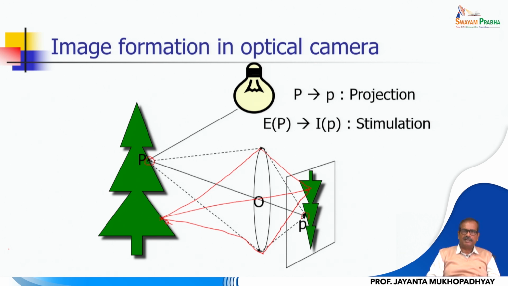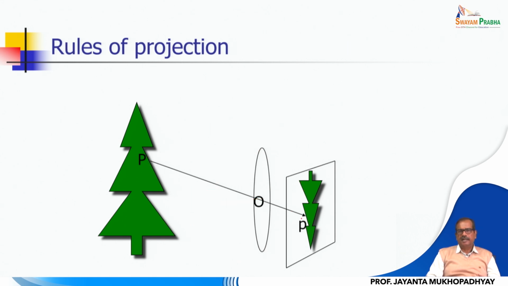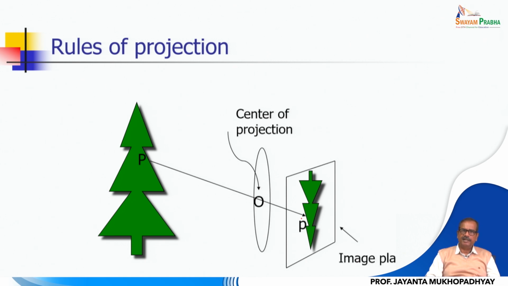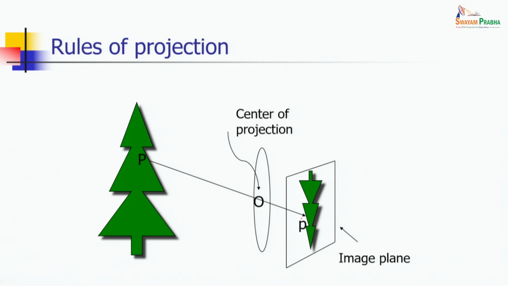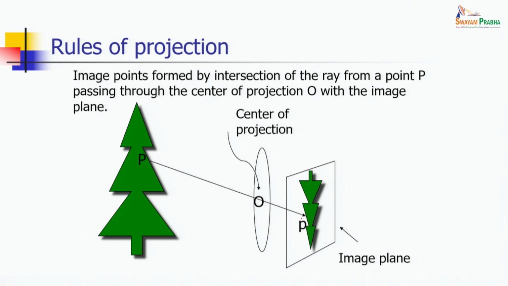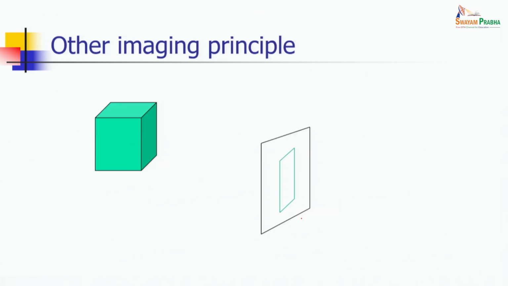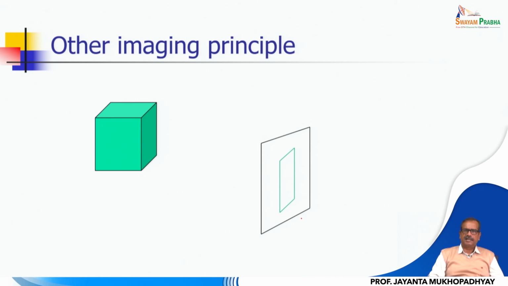So this is the function of the lens for an optical image. To summarize the rules of projection: you have a center of projection that defines one parameter of the configuration. Then you have the image plane, and given any object point P, if I draw a ray passing through the center of projection, where it intersects the image plane, there it forms the image. That is the rule of projection, and this type of projection is called perspective projection. But there could be various other principles. This is not the only imaging principle; there could be many others.